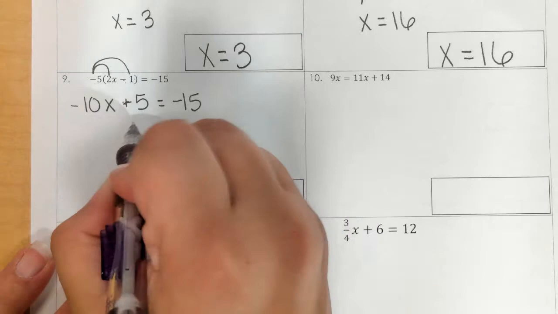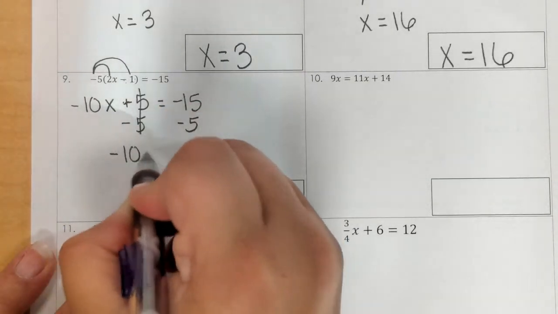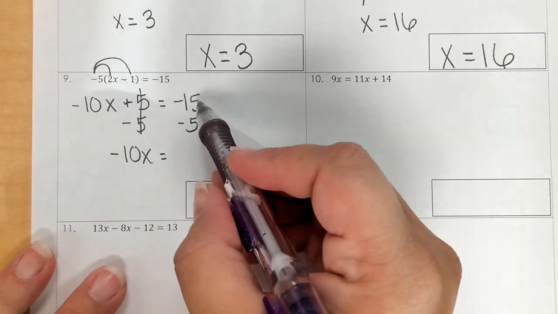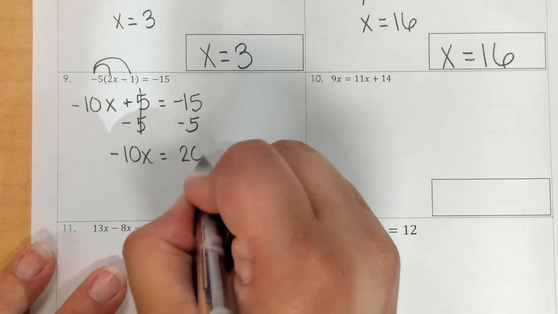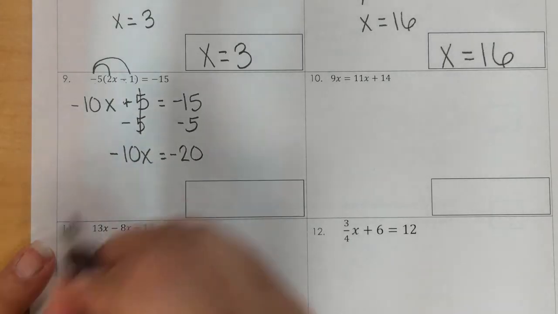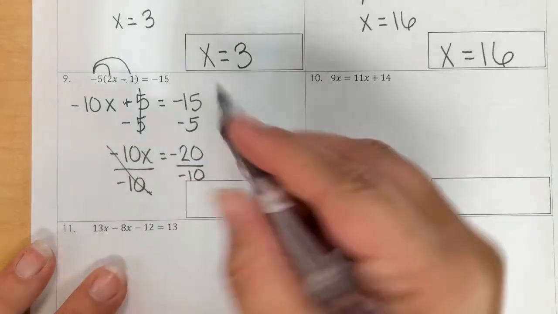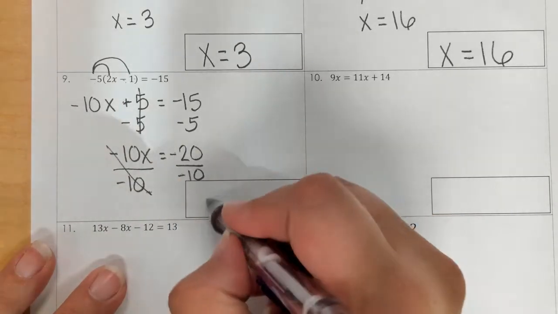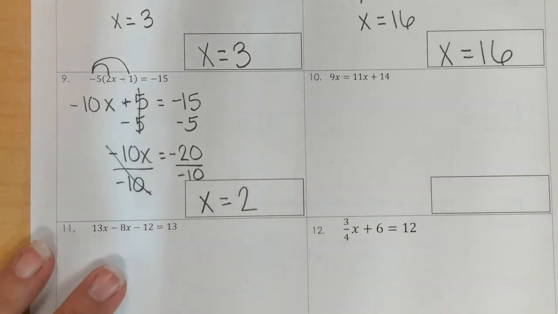So now we have a two-step equation. We're going to subtract 5. Now this one, since they're both negative, we add these two together and get 20, and we keep the negative. Lastly, we divide by negative 10. A negative divided by a negative is a positive, and 20 divided by 10 is 2.